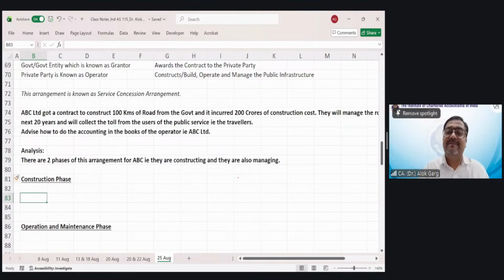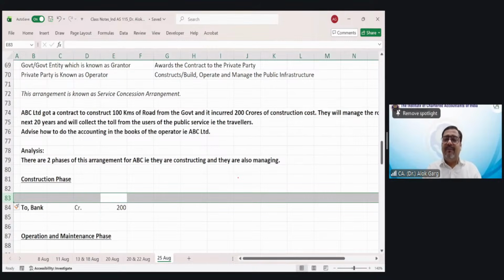Now, my dear friends, this company has incurred 200 crore rupees. So, to bank, credit 200 crores. What should I debit here?